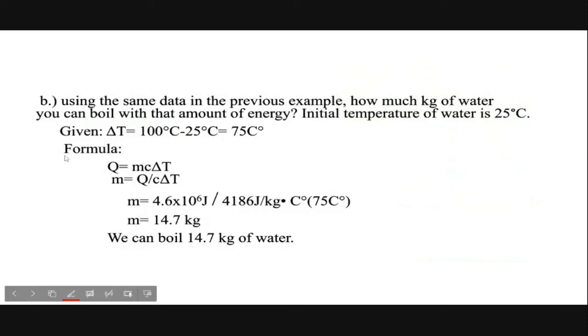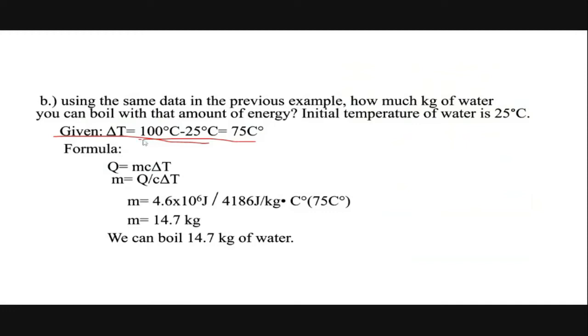Next is B. Using the same data in the previous example, how many kilograms of water can you boil with that amount of energy, given that the initial temperature of water is 25 degrees Celsius? Again, we have to find the given, and after finding the given, we know that delta T is equal to 75 degrees Celsius.